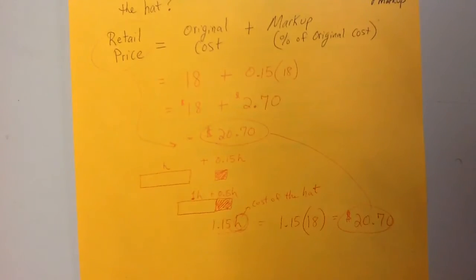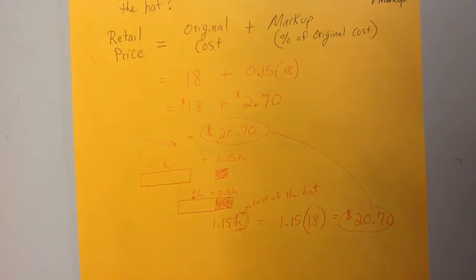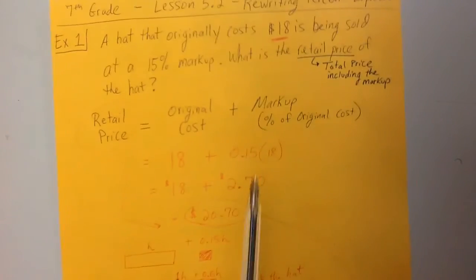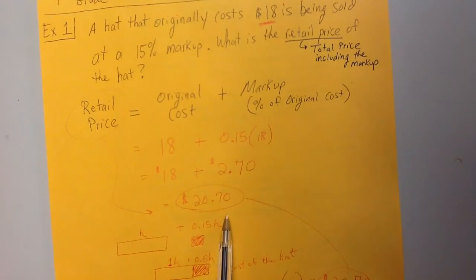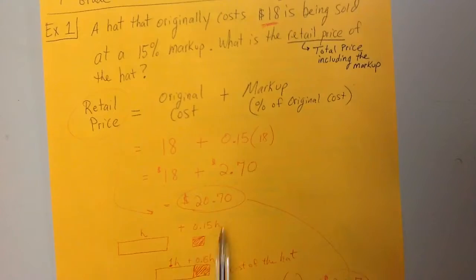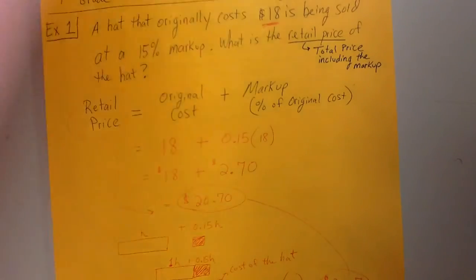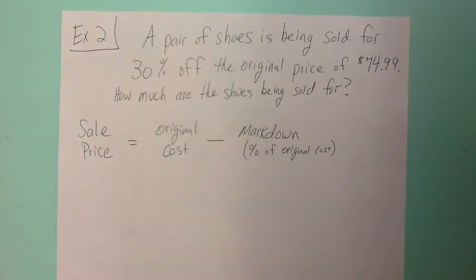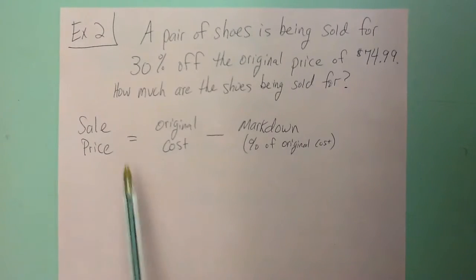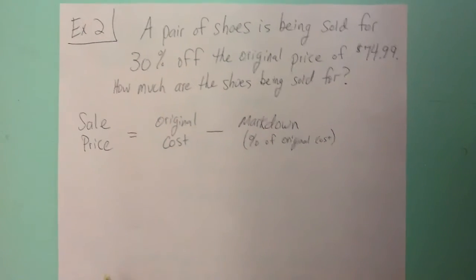Okay, so this is an example of a markup, of the price being marked up. Originally it was 18. A 15% markup means it costs now $20.70. The next example I will do is an example of a markdown or a discount. It says a pair of shoes is being sold for 30% off the original price of $74.99. How much are the shoes being sold for?